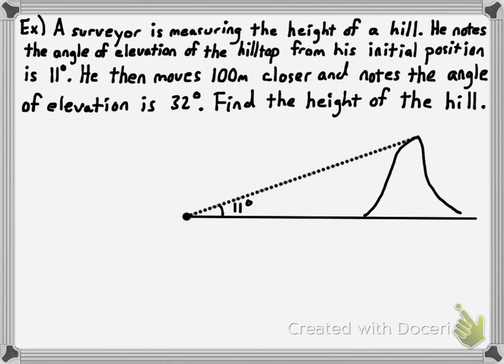Then he moves 100 meters closer. So let's say that this point is 100 meters closer. And he again measures the angle of elevation of the top of the hill, and he finds this time that the angle of elevation is 32 degrees. 100 meters. Now, let me explain why that was clever. Look at what the surveyor was able to do. He is able to create an angle-side-angle triangle.